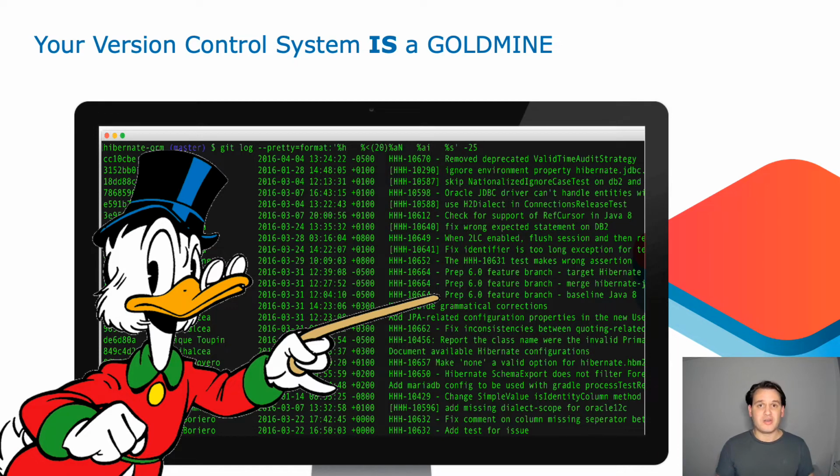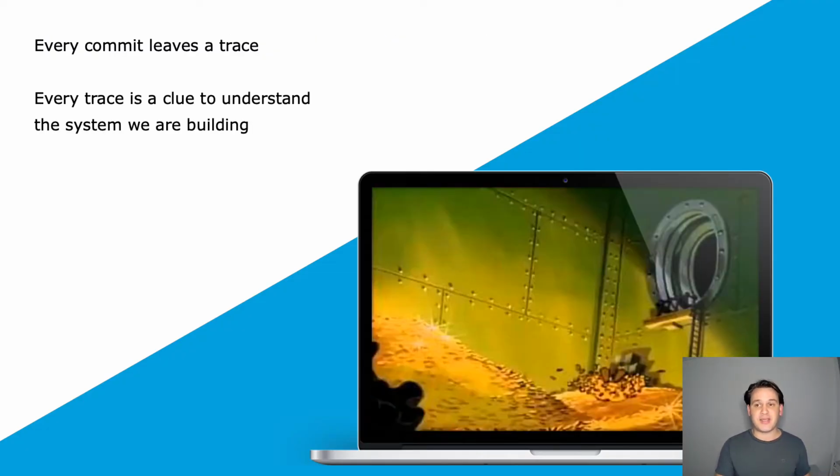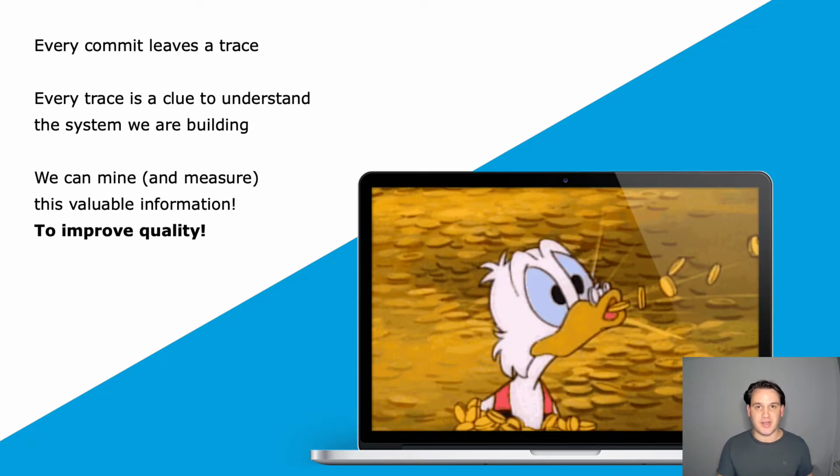Now, how can this actually help you, and how can we actually do something with the data? Well, we are living in a data-driven world, and you probably know some big companies who get a lot of money out of data. Think about Google or Facebook. We also generate a lot of data during our development and our work. But what can we actually do with it? Well, every commit leaves a trace, and every trace is a clue to understand the system we are building. We can mine and measure this valuable information to improve quality. And that is actually the key of this presentation.